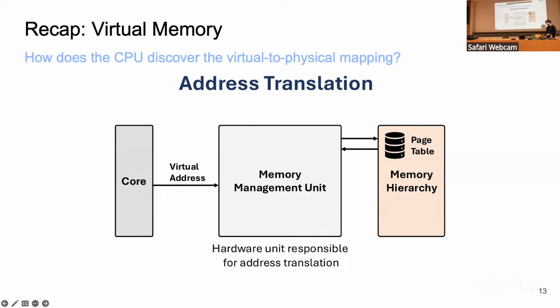The core, when it needs to access a specific virtual address, ships a packet to the memory management unit. The memory management unit is a hardware component which is responsible for one thing: taking a virtual address and giving back the physical address while the program is running. How does it do that? It needs to somehow load the data from the memory hierarchy, do some magic, as I will show later, and do this very fast. This happens for every virtual address. Every virtual address needs to be translated to a physical one in basically all modern systems.